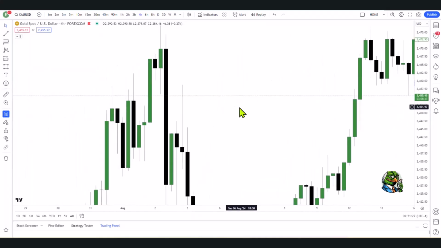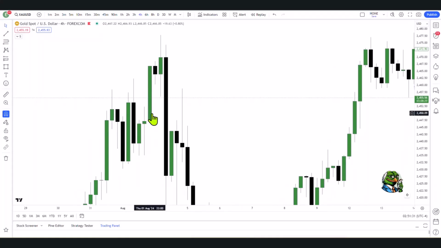So if I go back now to a different date on the chart, this is another example where the market reached key highs and we had a displacement.